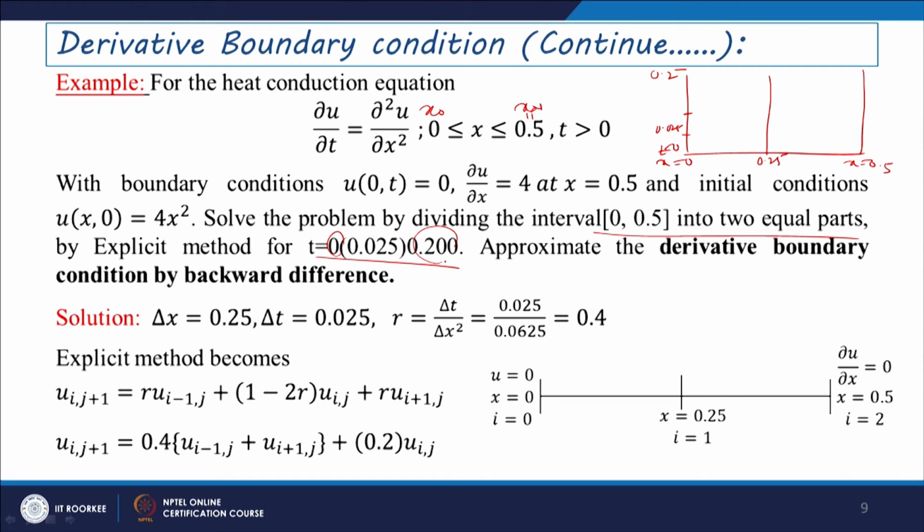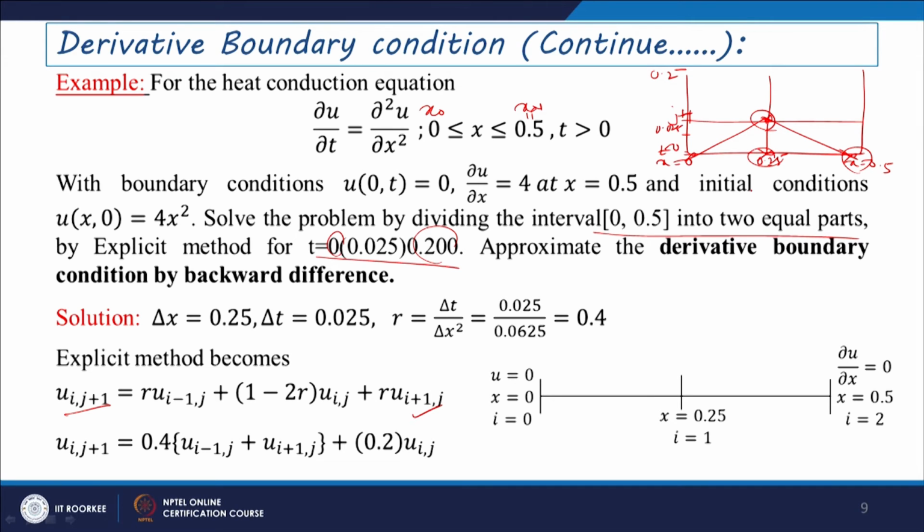If we use the explicit method, we can write this formulation for u i, j plus 1. Since the molecule is formed such that this is the unknown, these three values can be used to get the next approximated value. So u i, j plus 1 can be written as r u i minus 1, j plus 1 minus 2r u i, j plus r u i plus 1, j. At the next time step, the j plus 1th level, we take u i minus 1, j, then u i, j, then u i plus 1, j.